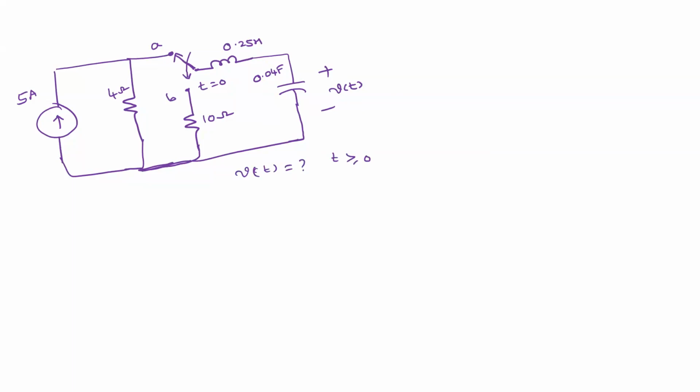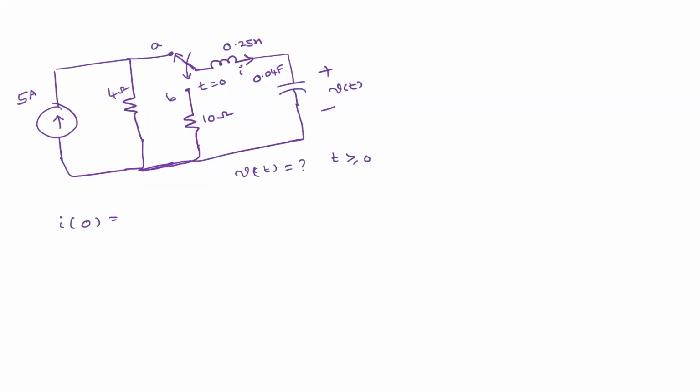If this is the case, how to start this one? First we need to find the initial conditions. If we assume this is the inductor current I, what is I of 0? Initially the switch is at position A, right? So what is I of 0?